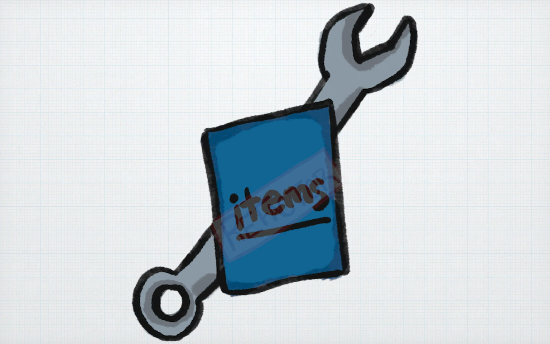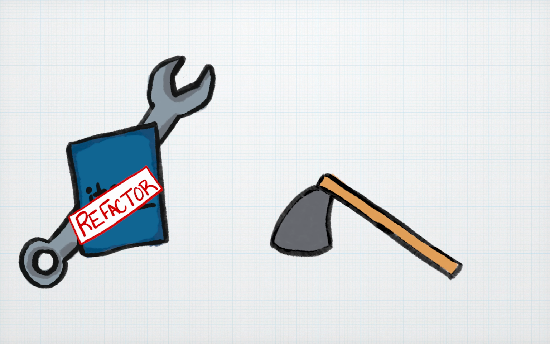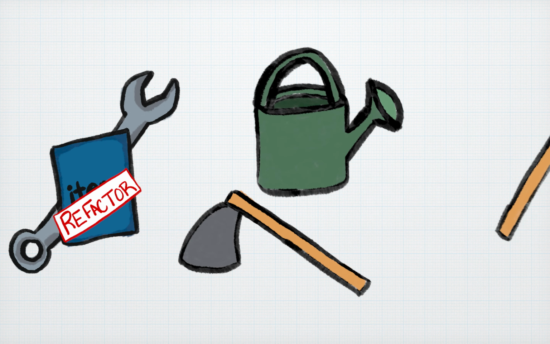In this video, we'll be refactoring our items to get it ready to expand so that we can create more items such as a hoe, watering can, axe, and more.